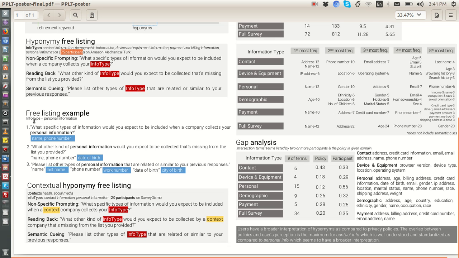Now let me give you some free listing examples. We would ask a participant to read this: what specific type of information would you expect to be included when a company collects your personal information? In this case, they will respond, for example, name and phone number. And we will go down to ask a few other questions, from non-specific prompting to reading block and to semantic cueing.